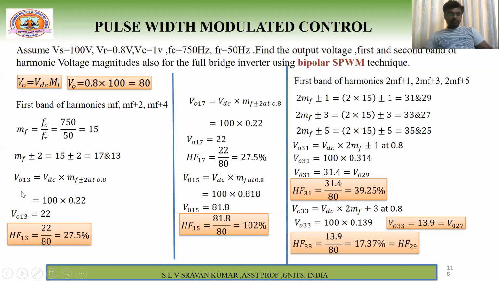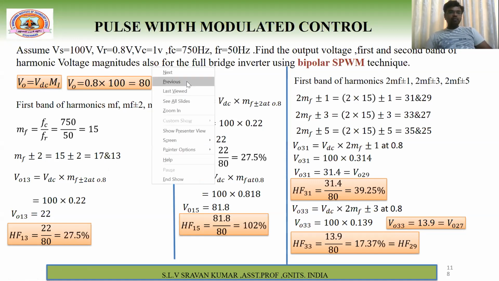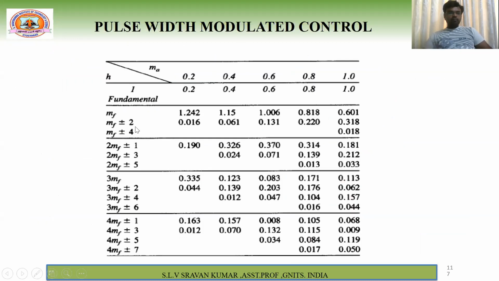First we will calculate V13, which is nothing but VDC into MF plus or minus 2 at 0.8, because our modulation index is 0.8, because VR by VC is nothing but modulation index 0.8. Okay, VDC is 100. I have given this VDC is 100 here, right? And MF plus or minus 2 at 0.8. What is that value?